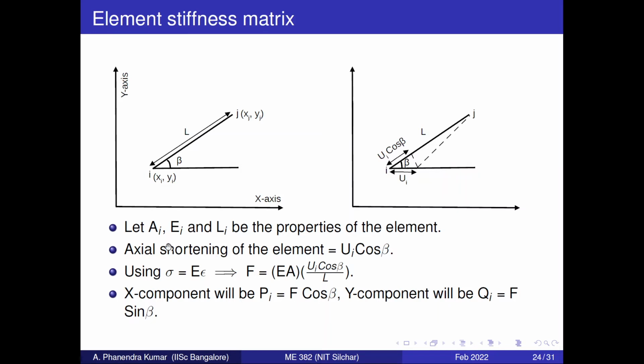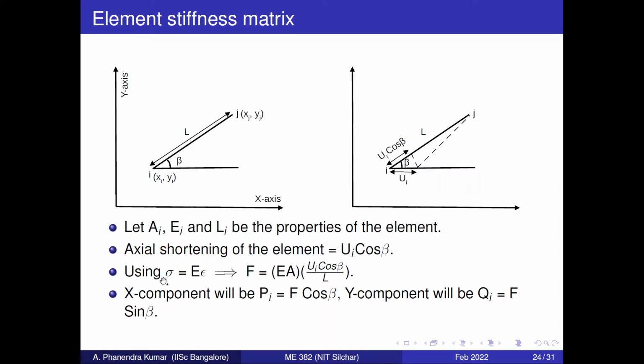Before going into the procedure, these are some of the assumptions. Let us consider the cross-sectional area, elastic modulus, and length to be the properties of the considered element, which are denoted by i in the subscript. We have seen there will be an axial shortening in the length of the member, and we displace the node I to a prescribed displacement of ui, that is obtained as ui cos beta.